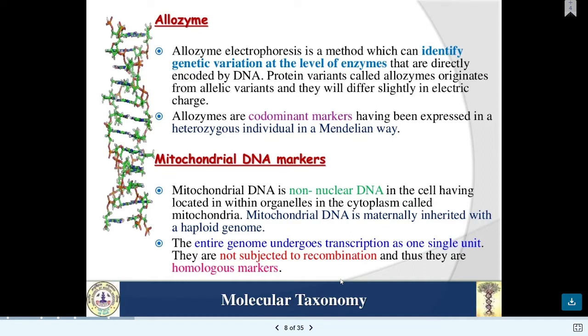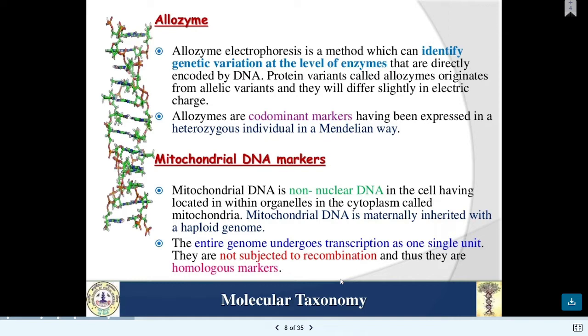The mitochondrial DNA markers, the other characteristics based on which we can understand the taxonomy. The mitochondrial DNA is a non-nuclear DNA because it is not present in the nucleus. It is present in the mitochondria. And the mitochondrial DNA is maternally inherited with a haploid genome.